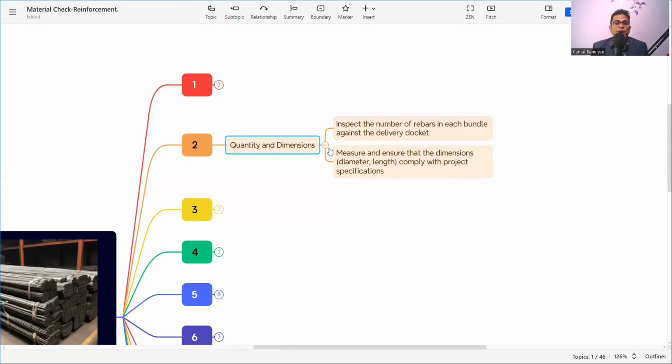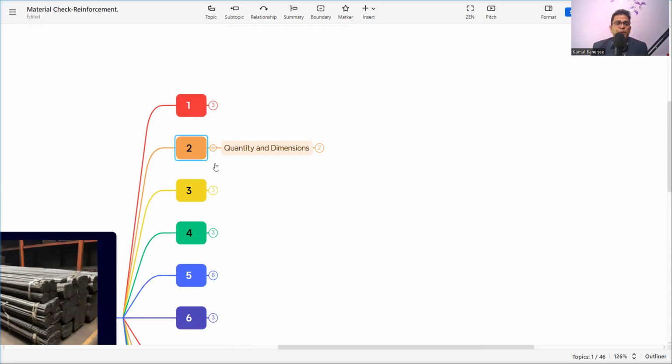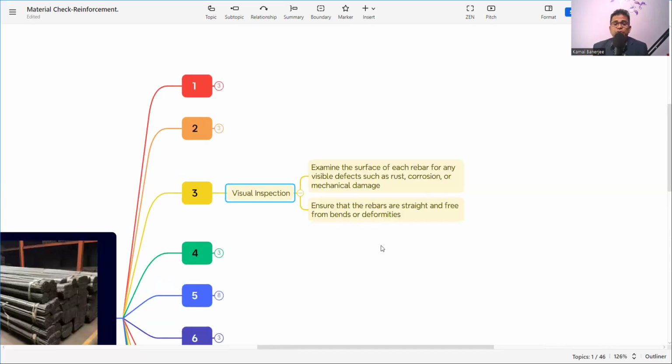After quantity and dimension, the next part is the visual inspection. What is the visual inspection? Examine the surface of each rebar for any visible defects such as rust, corrosion, or mechanical damage. It is very important in the visual inspection that you check thoroughly for rust, corrosion, and mechanical damage. If you find it, we will not accept that one because it is already deformed, and with a deformed bar we cannot get structural stability.